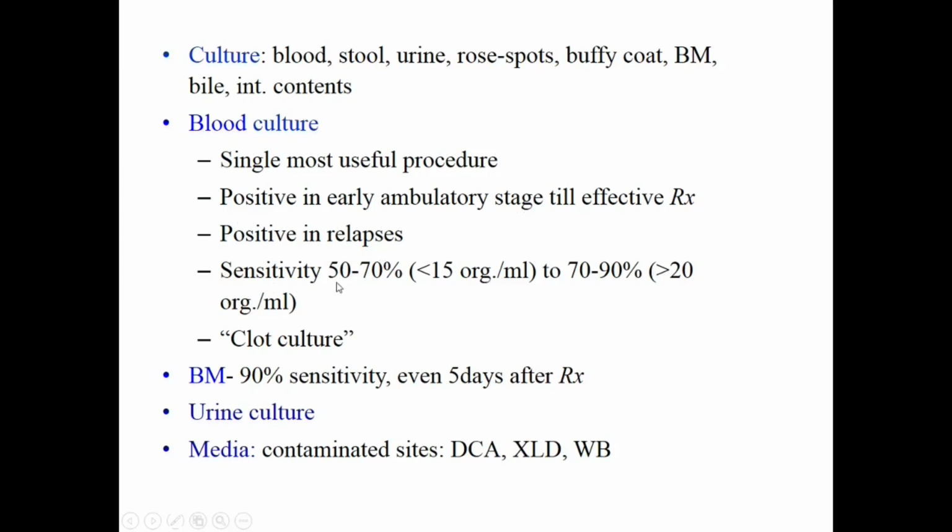The sensitivity is 50 to 70%, if the number of organisms in the blood is less than 15 per ml. The sensitivity increases with the number of organisms. Naturally, the sensitivity will increase if the number of organisms is more than 20 per ml. Okay, we can also use clot culture where we do not use any anticoagulants. We allow the blood to clot. Okay, then we take the clotted blood and we break it and put it in a broth. Okay, that is also another way, but it's not very popular now.